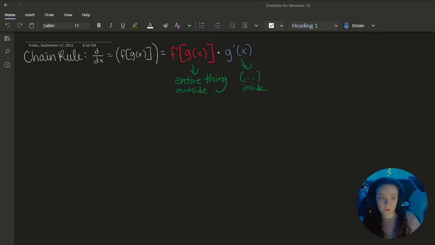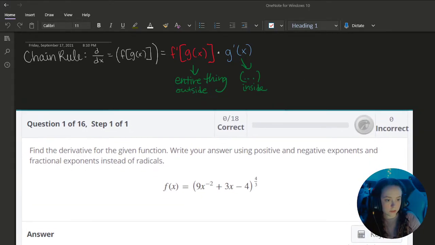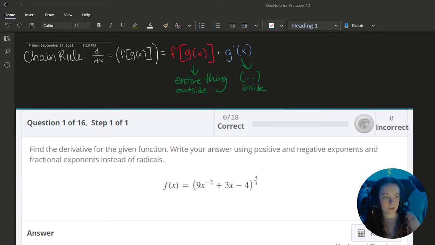Okay? So we have our first problem that I got on the homework on the practice. Find the derivative for the given function. Write your answer using positive and negative exponents and fractional exponents instead of radicals. So it doesn't want us to break down this 4/3 exponent. It just wants us to leave that basically alone. It doesn't want us to make it the third root or whatever.